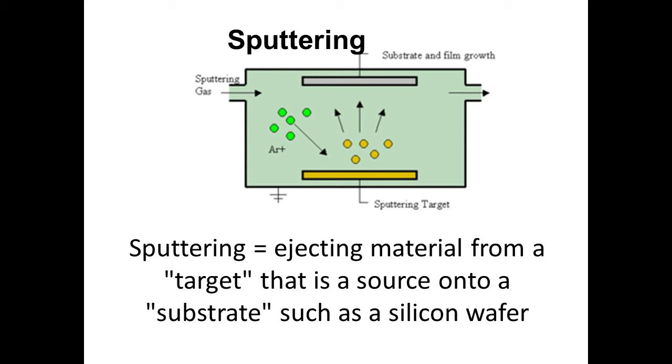Slide number 70 is about sputtering. The last technique is sputtering. What is the definition of sputtering? Sputtering means ejecting material from a target. You can see in the diagram, you have a sputtering target, a source, onto a substrate. So you have your substrate there. How is it done? It is due to the bombardment of heavy ions such as argon ions.